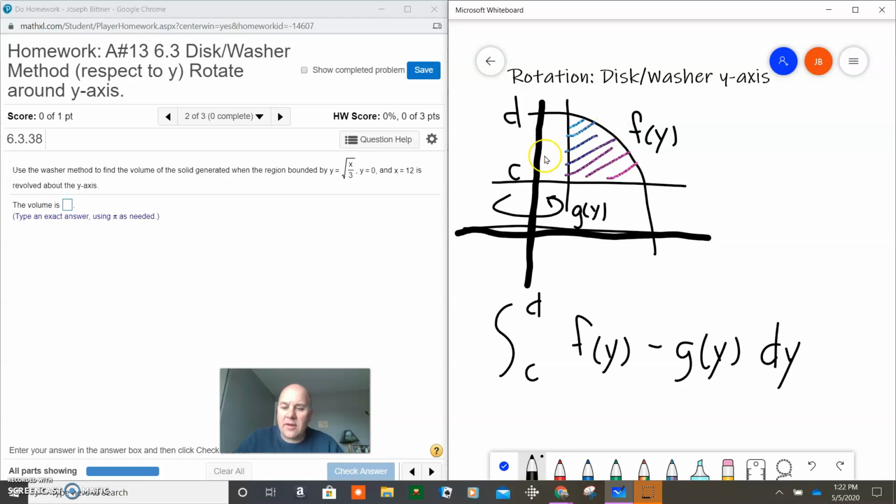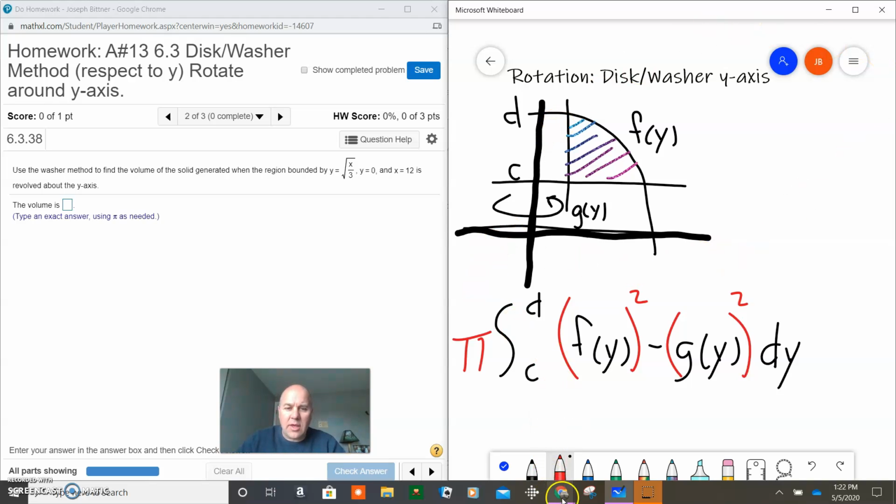Well, basically, we just got to take top minus bottom again. This one's going to be a washer because there is a gap right here. And so what we have to do is square that because we're doing pi r squared. Basically factor out the pi, and I put the pi in the very front there.